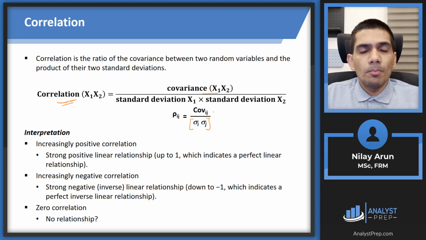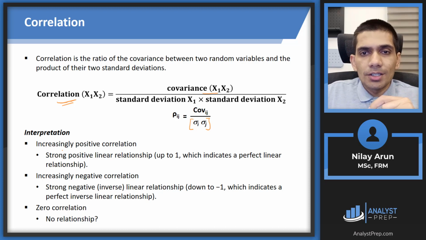If it's, let's say, plus 0.5 or plus 0.3, that means there is still a positive relationship. However, it's not a very strong positive relationship, so to say. The closer it is to +1, the stronger the relationship is going to be. So that's what the interpretation is.